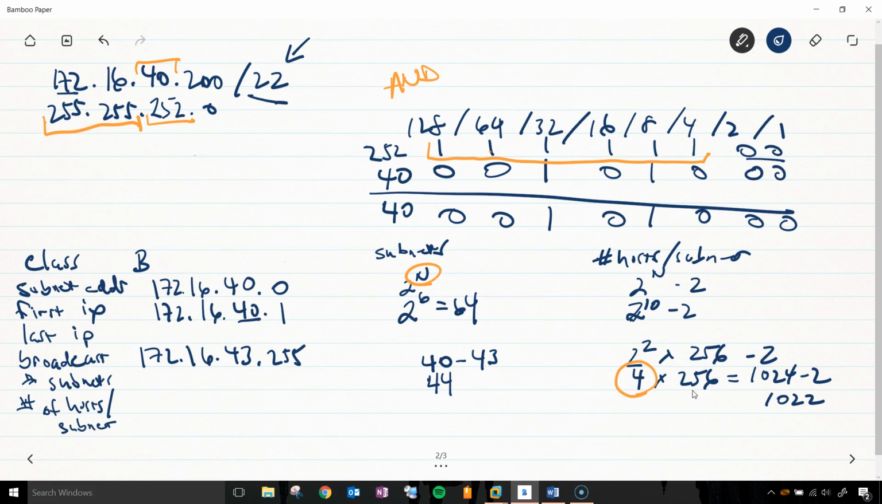The next one would be 44.0. That would begin the next subnet. So if we take one away, it's 43.254. It's the last usable host address in this subnet. And we said there are 64 subnets, each one with 1,022 hosts.